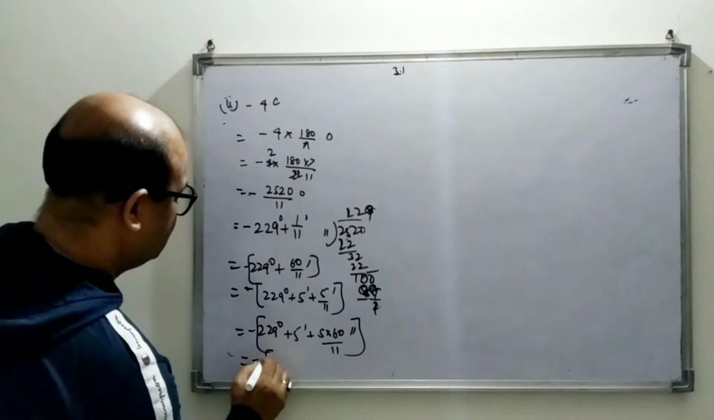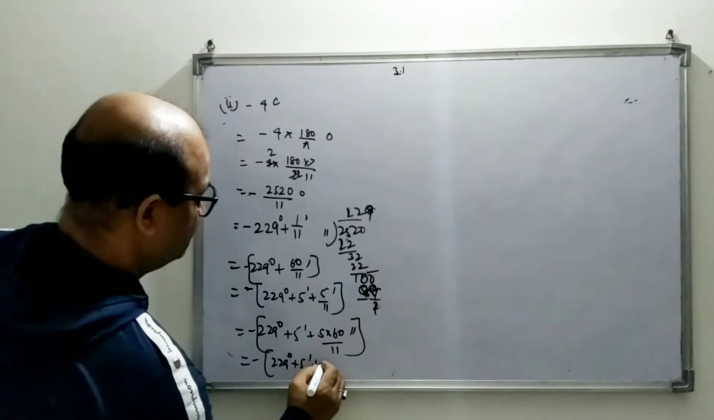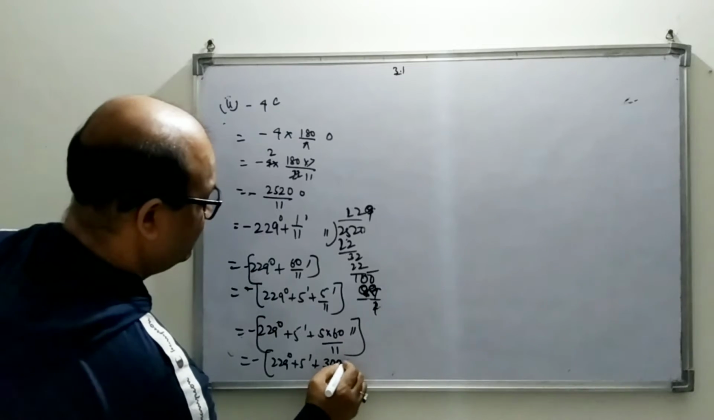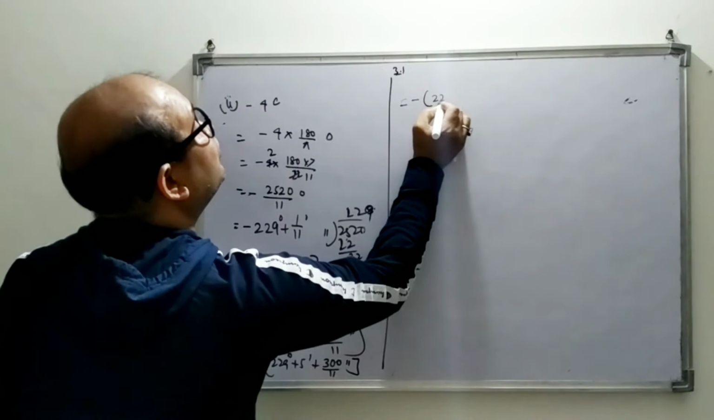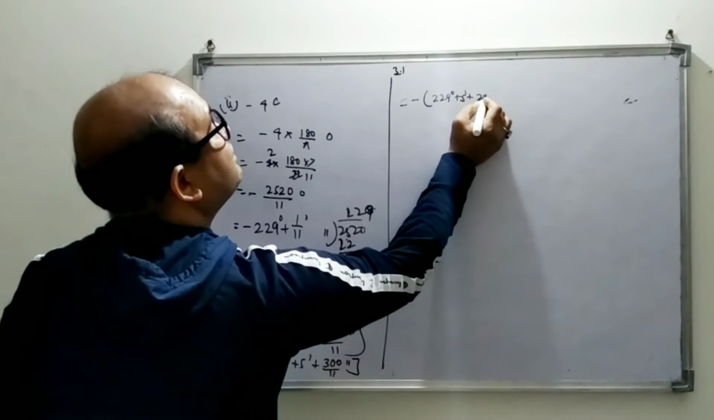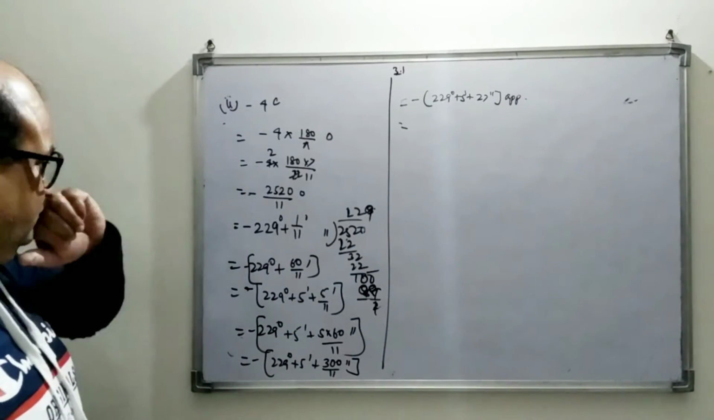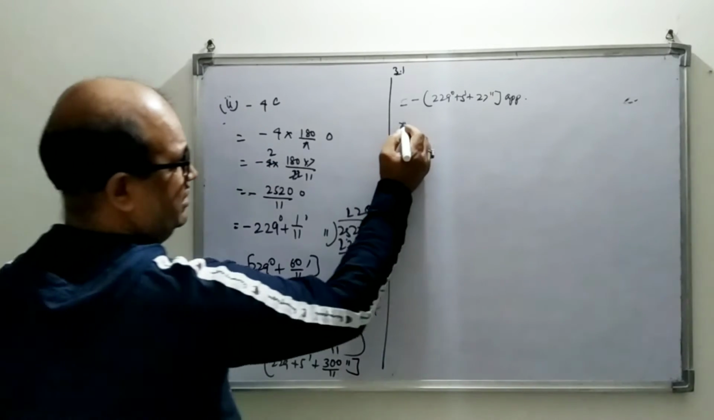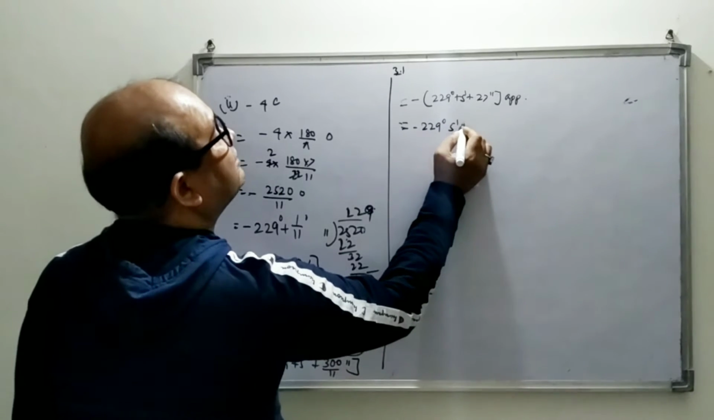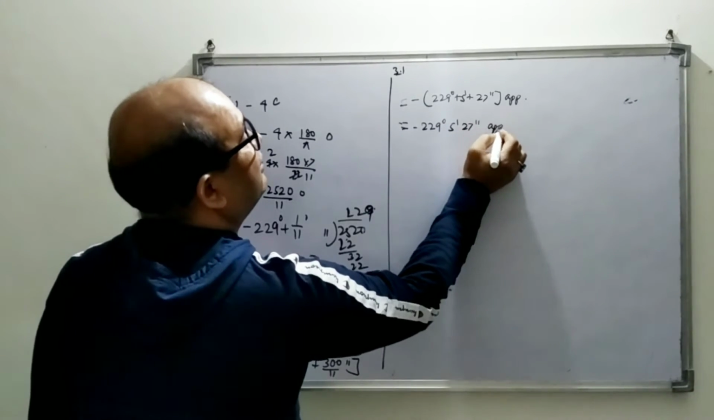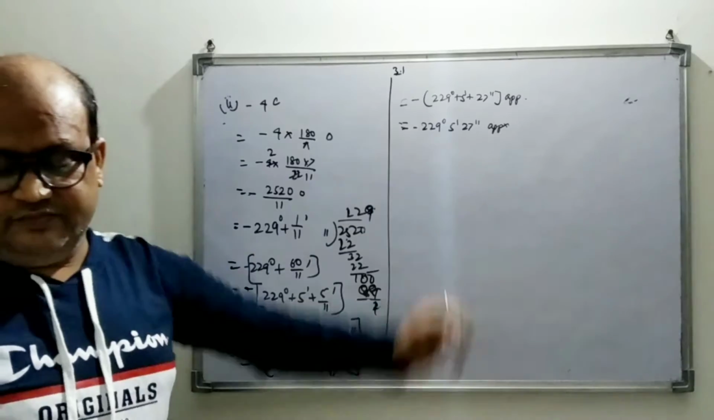That is minus 229 degree plus 5 minutes plus 300 by 11 seconds. That gives you around minus 229 degree plus 5 minutes plus 27 seconds approximately. So what do I get? I get 4 radian equal to 229 degree, 5 minutes and 27 seconds approximately. So convert this 4 radian, you'll get this much.